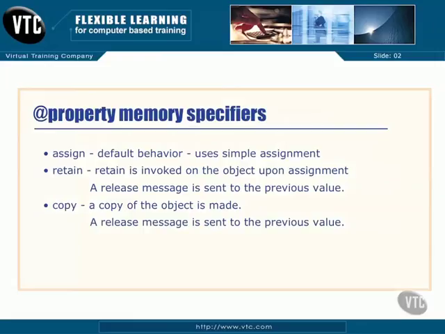There are 3 memory specifiers that you can use for dealing with memory. Assign is the default behavior and uses simple assignment. This is typically used for scalar types like integers. Retain invokes retain on the receiver. This will increase the object's retain count by 1. A release message is sent to the previous value. Copy invokes copy on the object. This means that the object is copied using the copy protocol, and that the object being copied must implement the copy protocol. A release message is also sent to the previous value.